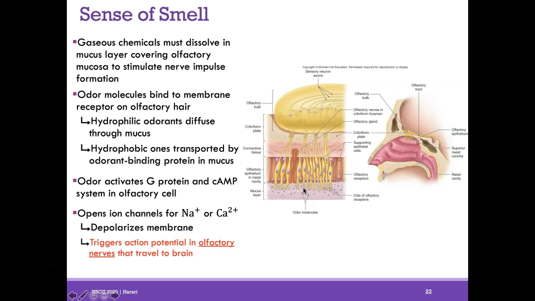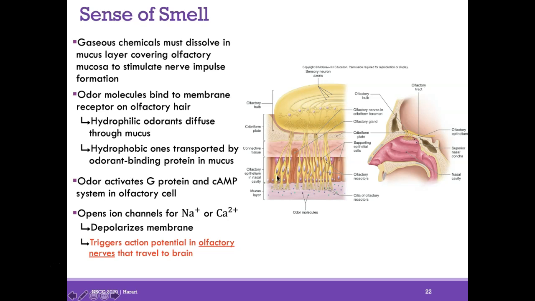It diffuses through the mucus and interacts with this olfactory receptor. In response to binding to that vanilla odorant receptor, a G protein was activated and cyclic AMP built up and opened sodium channels that allowed sodium inside this receptor, which depolarizes it. And this could then cause an action potential in these sensory neurons of the olfactory bulb. So that's how we get a signal from the outside through the inside. The cyclic AMP system is going to open up ion channels first, and that's going to cause depolarization. And those signals will then be sent to the brain.